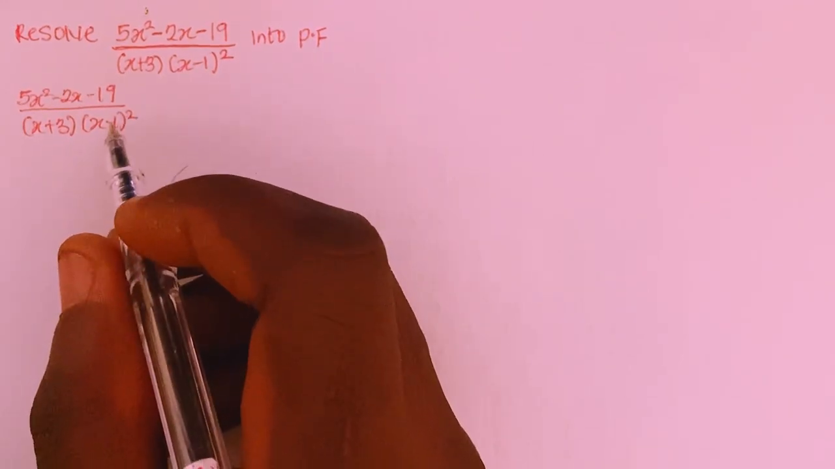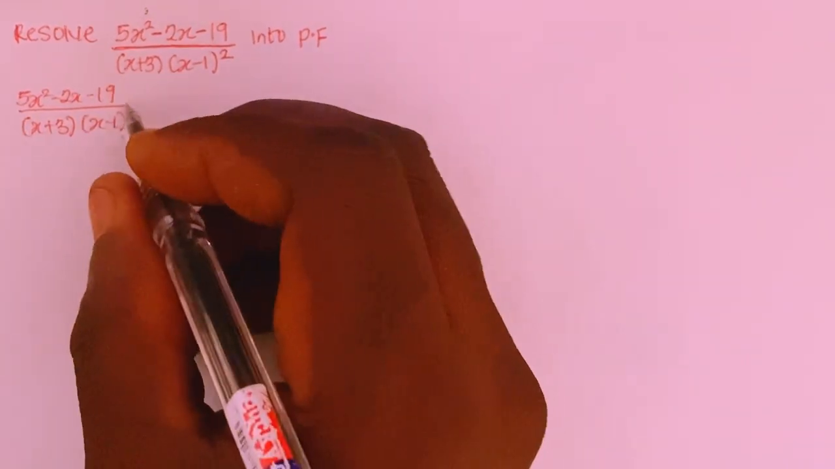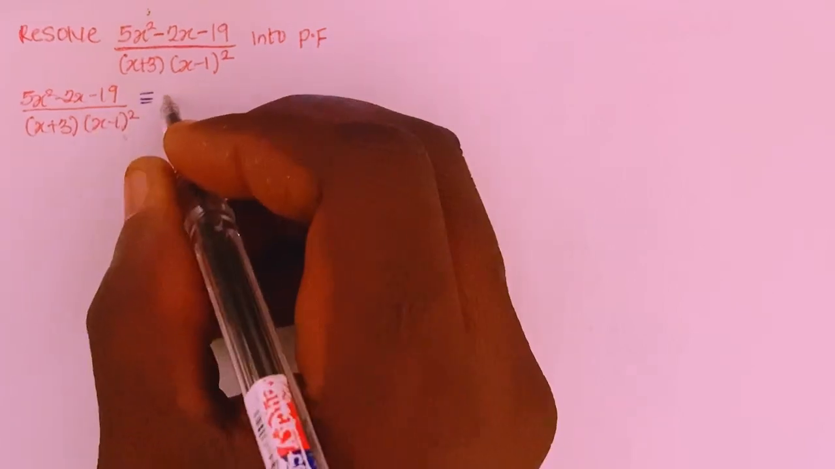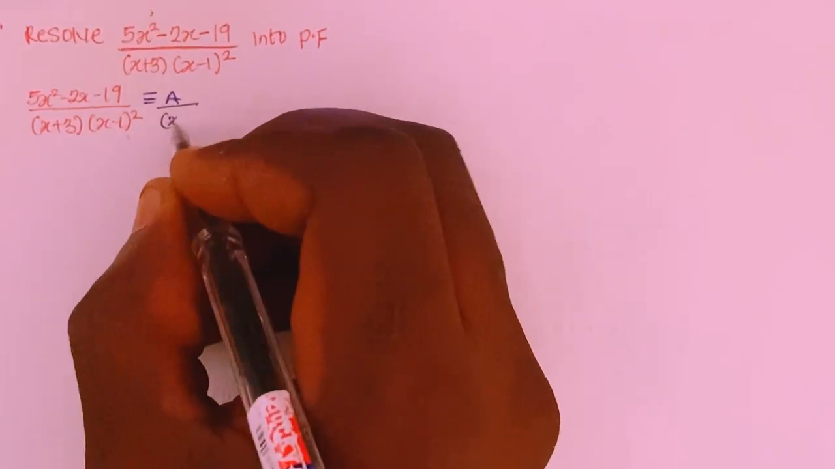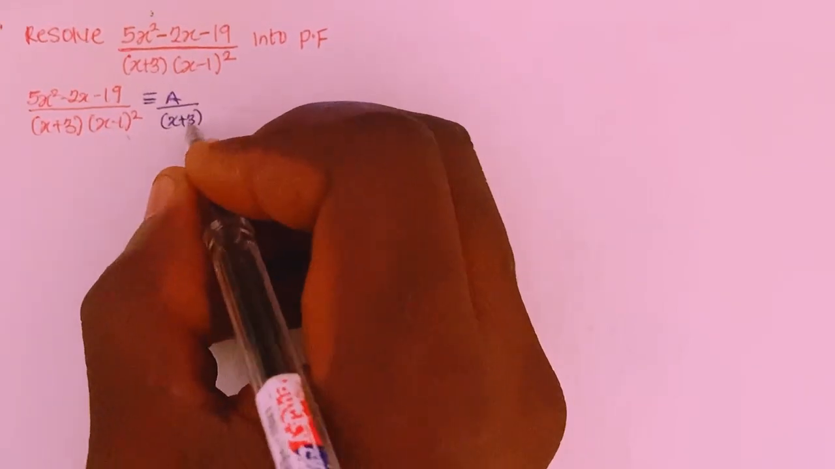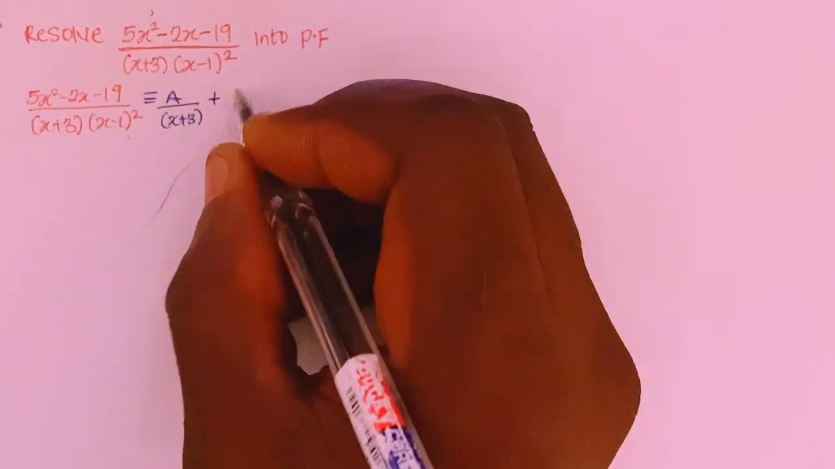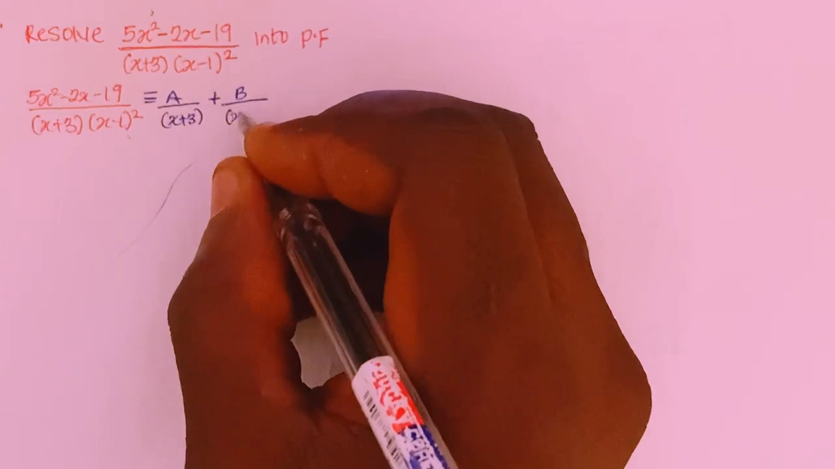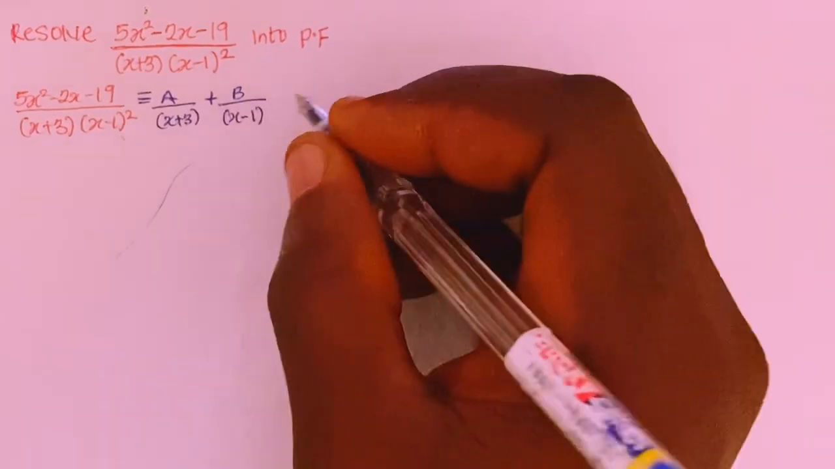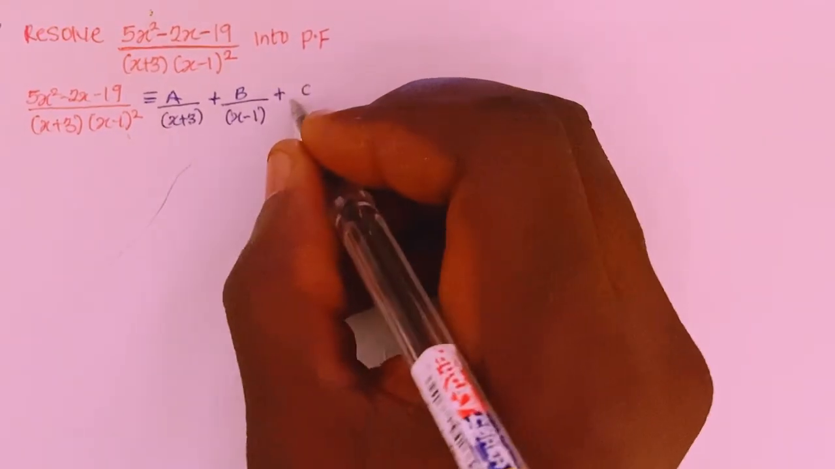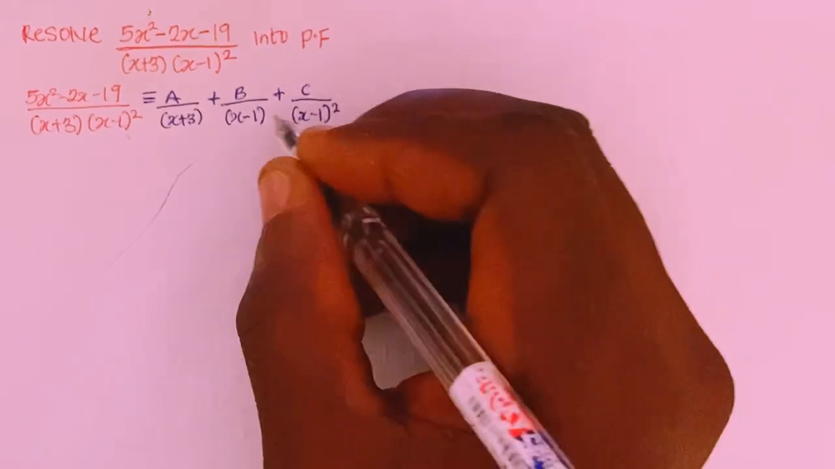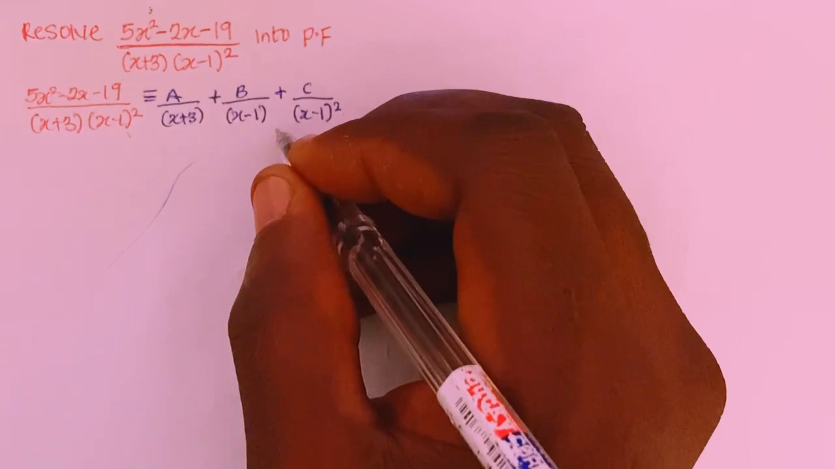So this expression is equivalent to A over x plus 3, since it is a linear factor, then plus B divided by x minus 1 raised to power 1, where I repeat it twice, then plus C divided by x minus 1 all squared. This is 1 and this is 2, so I'm going to repeat it twice.